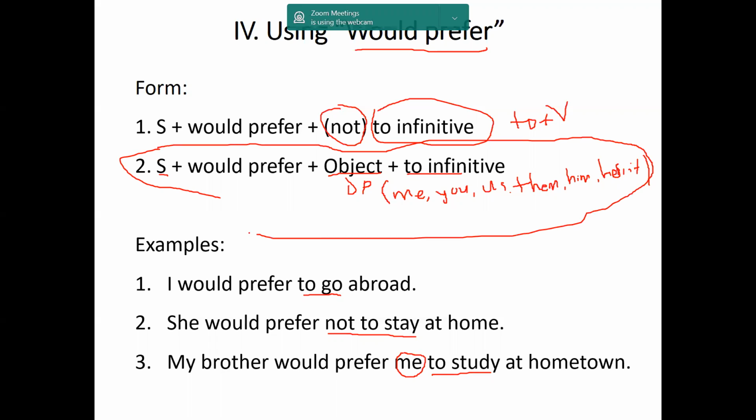For example, you prefer to go abroad, but your brother would prefer you to study at home, in your hometown. That means someone gives his or her favorite to you. Okay, that's why we use it for number two here. Okay, that's it for would prefer.